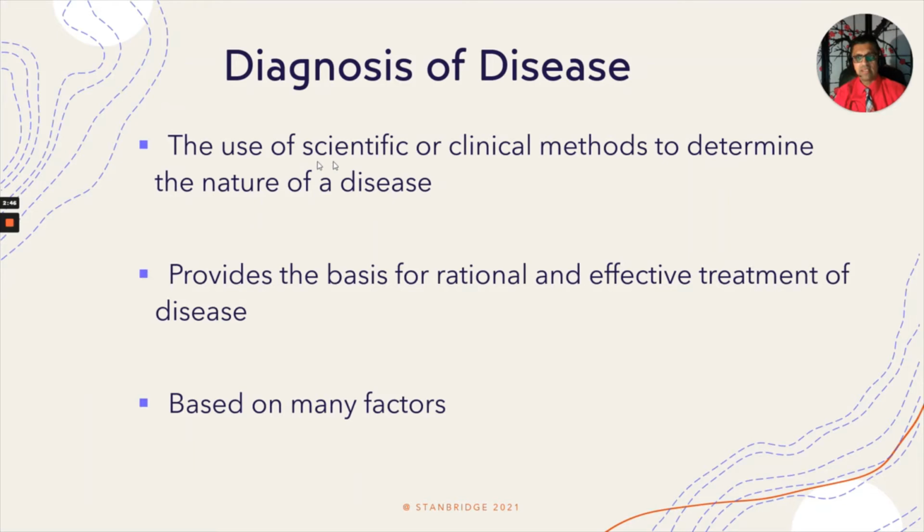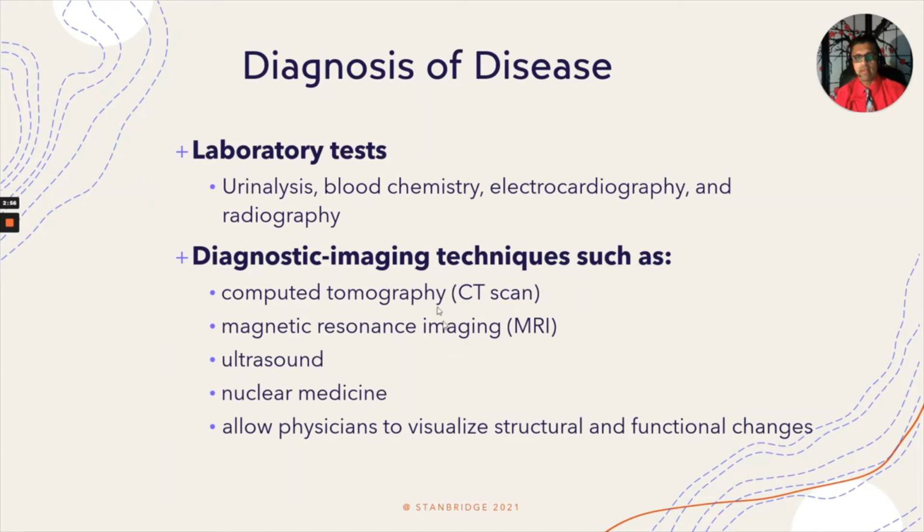Diagnosis of disease: the use of scientific or clinical methods to determine the nature of disease provides the basis for rational and effective treatment of disease based on many factors. How do we do that? Diagnosis of disease: we can use laboratory tests, urinalysis, blood chemistry, ECGs, EKGs, radiography.